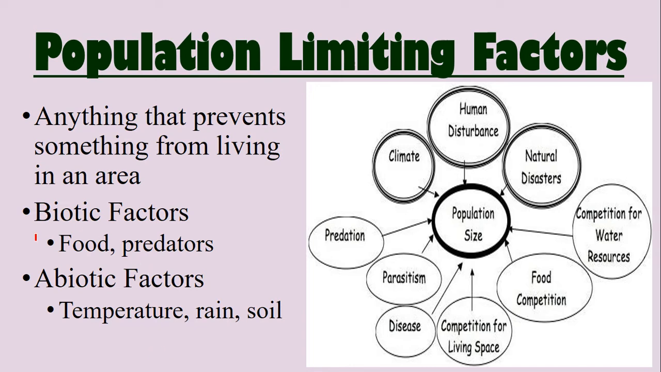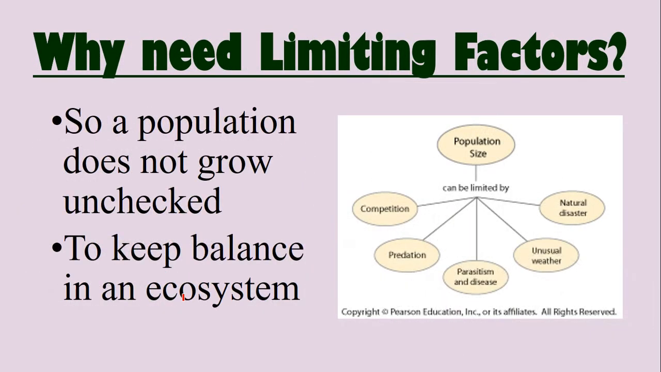So you can either have biotic limiting factors, which are like food or predators, or abiotic, because remember the A means non-living, non and biotic. Bio means living. Abiotic factors are like the non-living things like temperature, rain, soil. I mean, what would prevent a fish from living in the desert? Water. That's non-living.